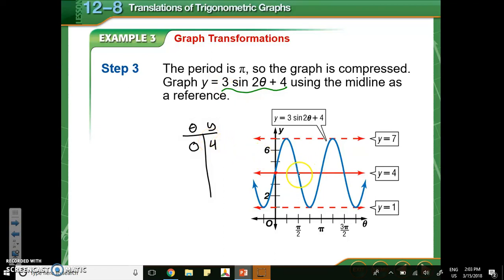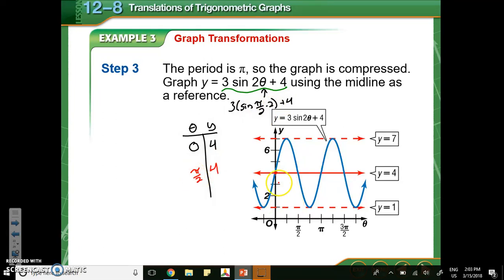Then normally my next main point would be at pi over 2. The sine of pi over 2 is 1, but when I plug pi over 2 in here, I end up with 3 times the sine of pi, because 2 times pi over 2 is pi. So I end up with the sine of pi. The sine of pi is 0, times 3 is 0, plus 4. So when I plug in pi over 2, I get 4 again.